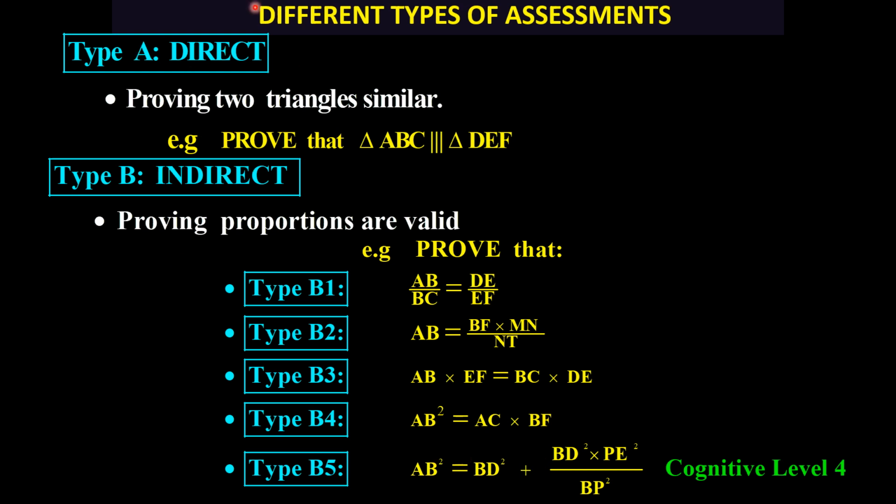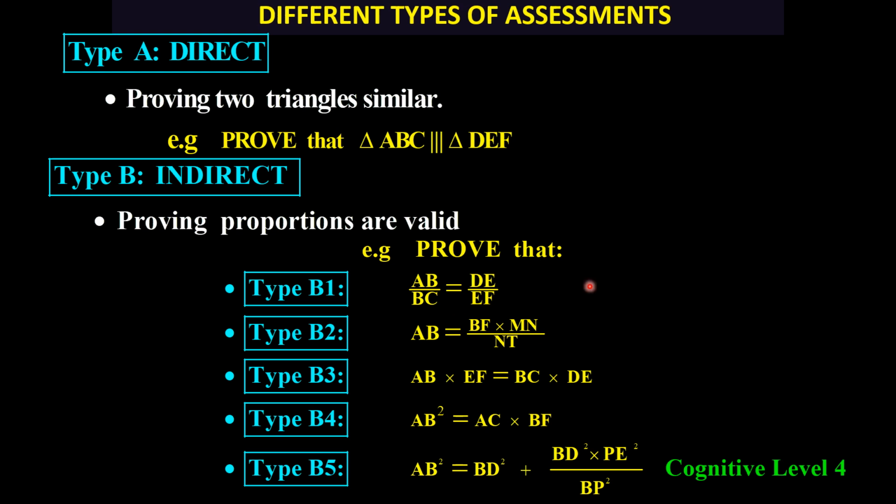And that's what I refer to as a direct application. And direct is easy. They just tell you exactly, prove that angle A is equal to angle D, prove that angle B is equal to angle E, and then angle C is equal to angle F. That's very direct, what you have to do here. Here, it's indirect. You first of all have to determine which two triangles are similar.